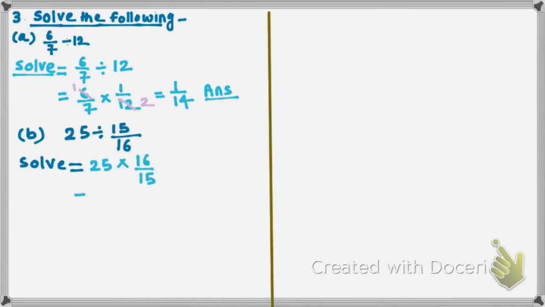So is there any number to reduce here? Yes, we can reduce 25 and 15. 25 will come in 5's table 5 times, and 15 will come 3 times. So 3 times and 5 times. So now we need to multiply 16 and 5. So it will become 80 upon 3. Now students, you can see that 80 upon 3 is an improper fraction. We need to change it into a mixed fraction. So let me divide 80 by 3.